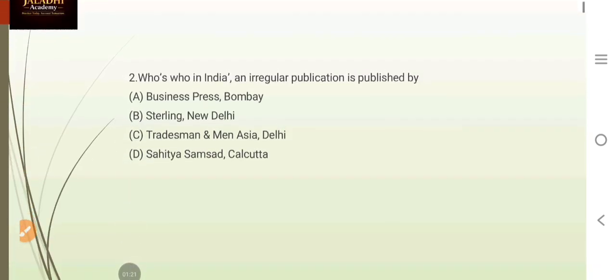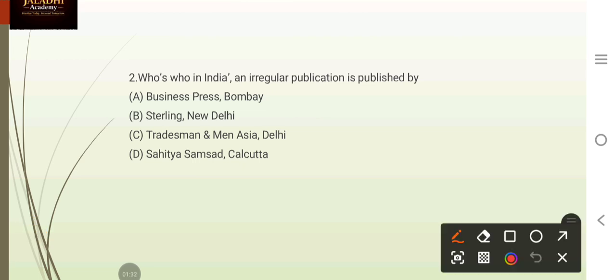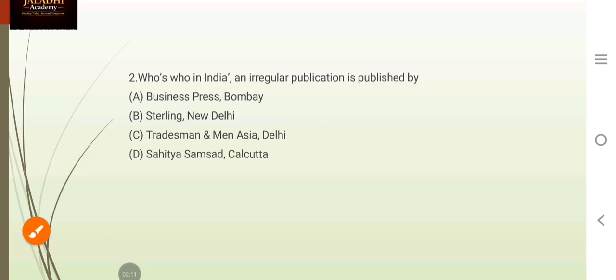Next is the second question. Who's Who in India, an irregular publication, is published by? Business Press Bombay is not known for this title at all. Sterling New Delhi is the publisher of Who's Who in India. Tradesman and Men Asia Delhi is unrelated to this question. Sahitya Samsad at Calcutta publishes literary works, not reference directories. So the answer is B, Sterling New Delhi. This is the correct answer. Then move to the next question.